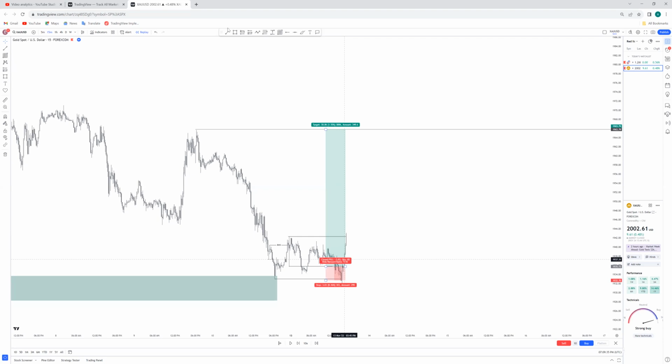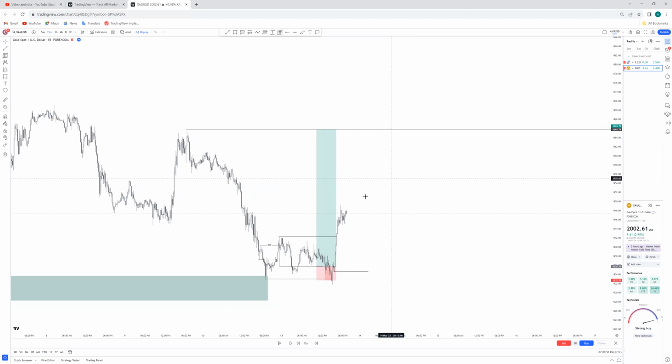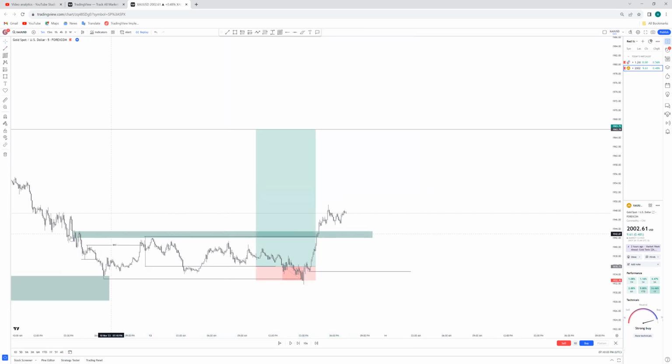So we have liquidity right here, so I expect the price to come back. So let's see. Okay, now I found something. This is a reclaim candle.